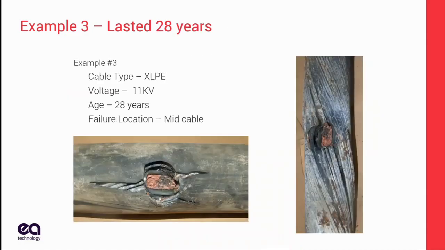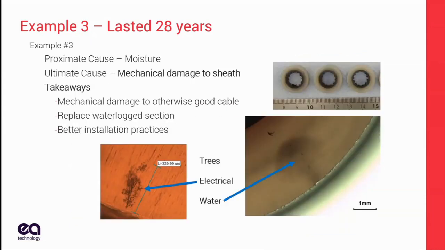The last example on here is a mid-span failure. This was a cable that lasted 28 years, which is good. It's not fantastic, but it's good. And it failed in the middle of the cable. When we did the examination and took some micrographs of it, we saw both electrical trees and water trees in the insulation. Now, these were leading to discharge, which eventually caused a failure.